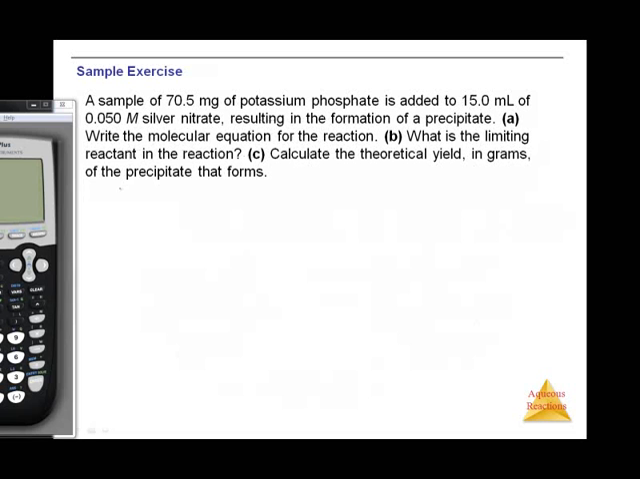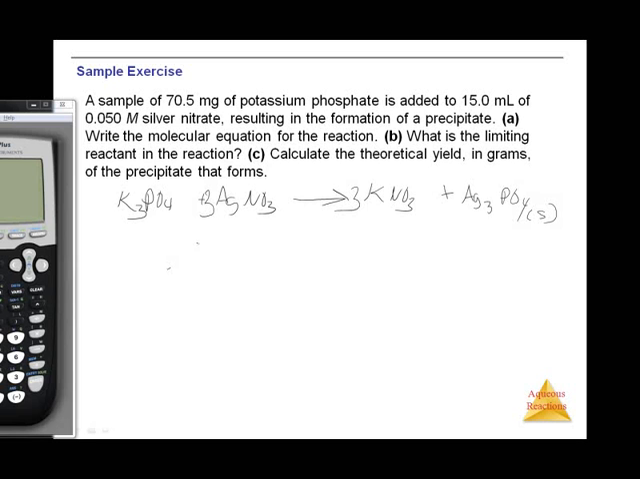Alright, so let's write the balanced equation. So I have potassium phosphate. Phosphate's a -3, so I need 3 potassiums plus silver nitrate, and I get a precipitate. So I'm going to end up with potassium nitrate. That definitely won't be the precipitate because both of these would always be soluble. But I am going to end up with silver phosphate, and that is going to be my solid. So let me see, I need 3 of these, so I need 3 of these. Okay.